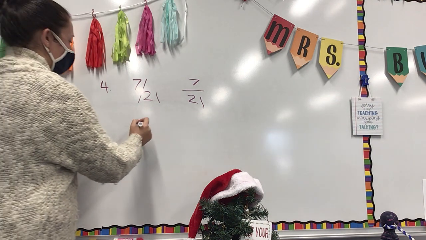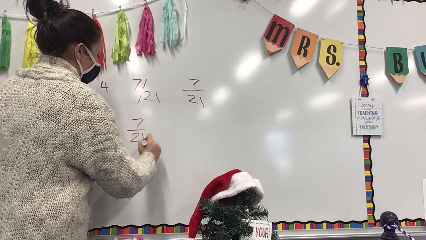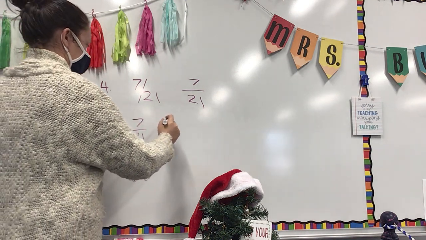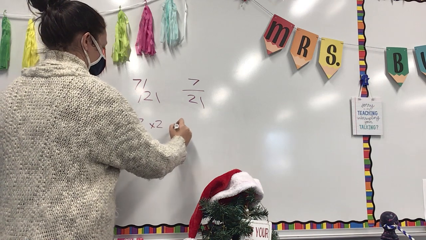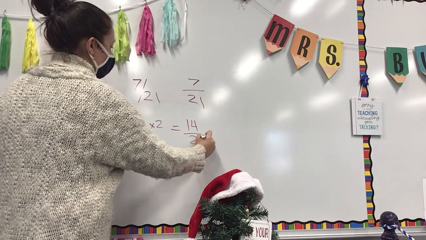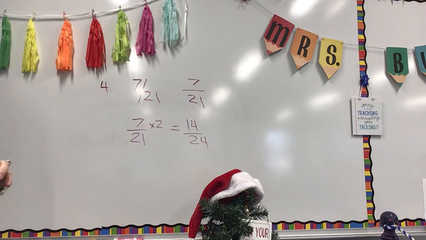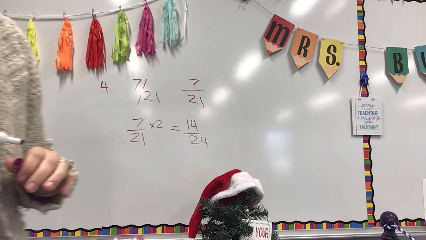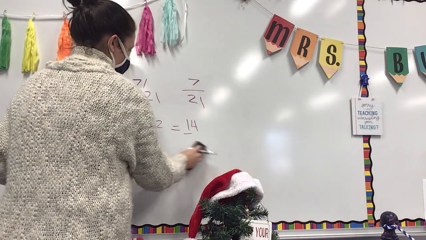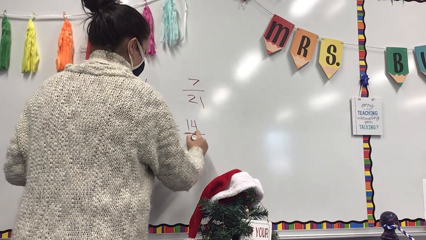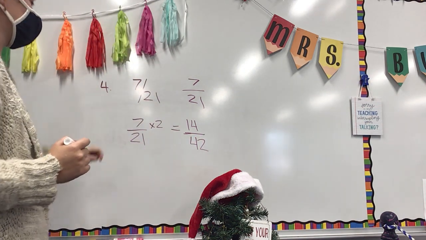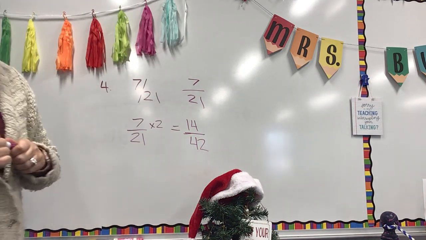All right, so 7/21. Give me an equivalent fraction. Megan? Times 2. Times 2, and what'd you get? 14/42. Very nice. No, 42. Oh. Little different there, huh? Okay, I want you to take this fraction, and I want you to give me an equivalent fraction by dividing now.